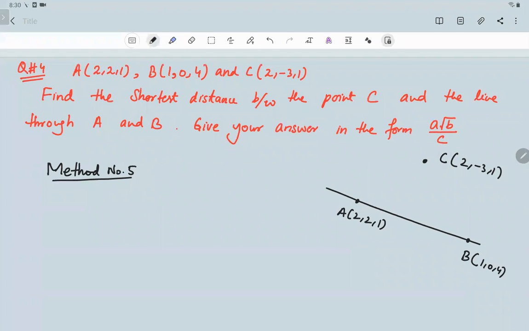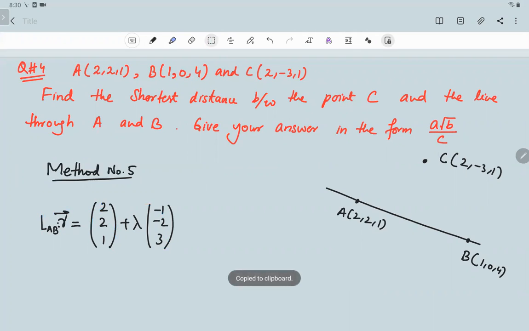Now the equation of the line is this. We have already calculated it. This is also the coordinates of any general point on the line. We can call them OP: 2 minus lambda, 2 minus 2 lambda, 1 plus 3 lambda. These are the coordinates of any general point over here.